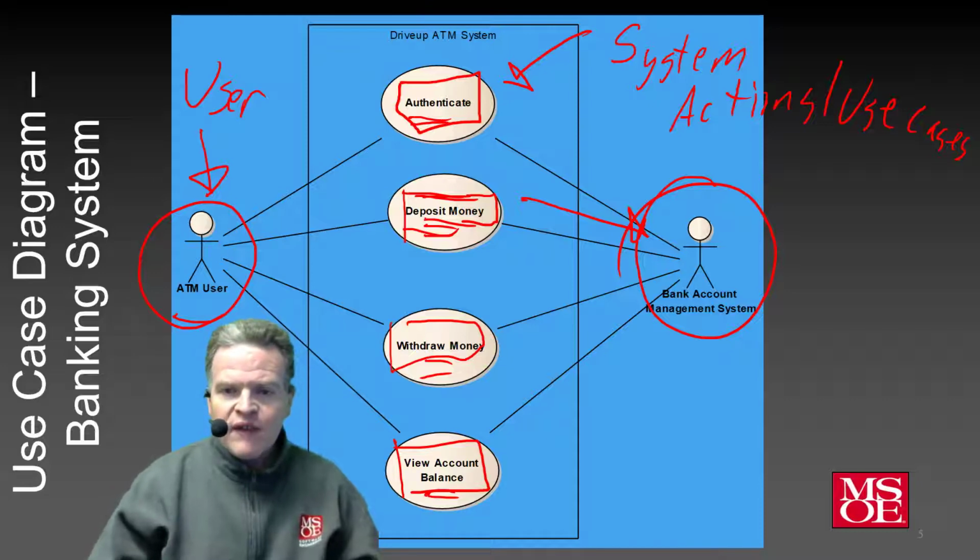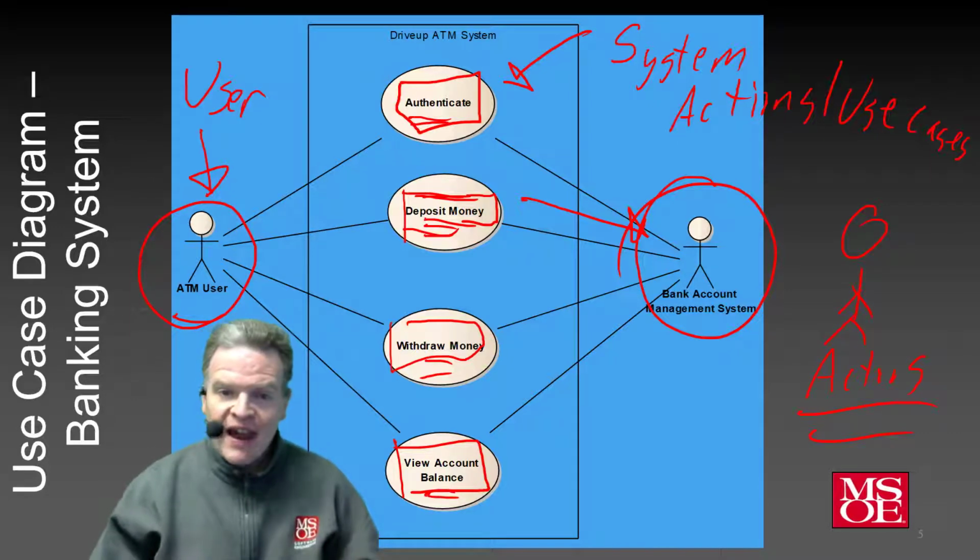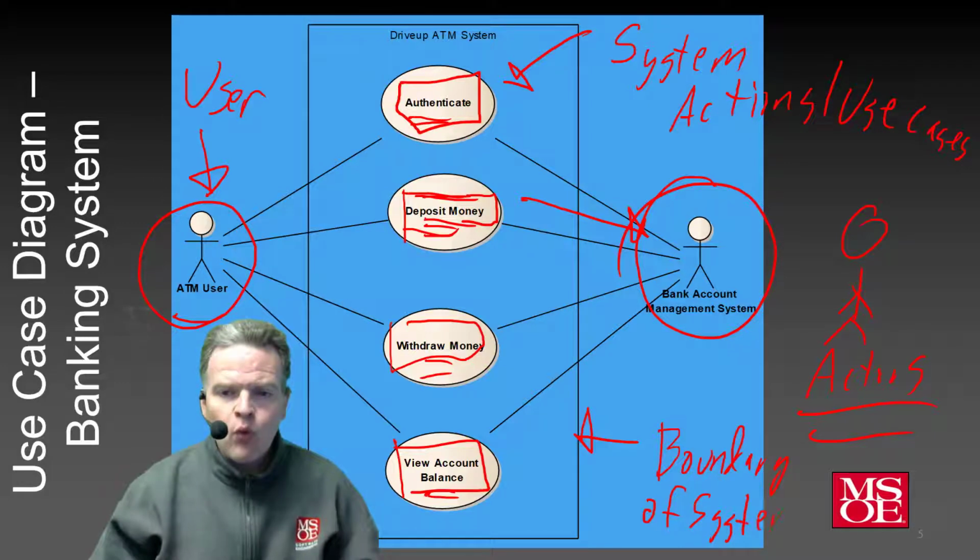These little stick figures that we see out here on the left and right, these are called the actors. So the actors essentially are the external entities which interact with the system. The system under construction is represented by this boundary. So this boundary essentially defines the scope of what we are building as part of our system.